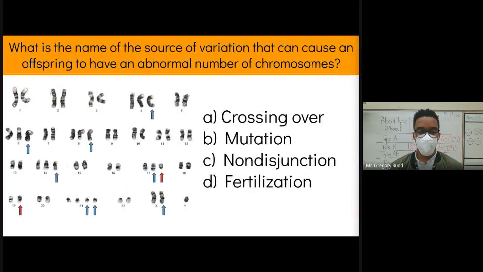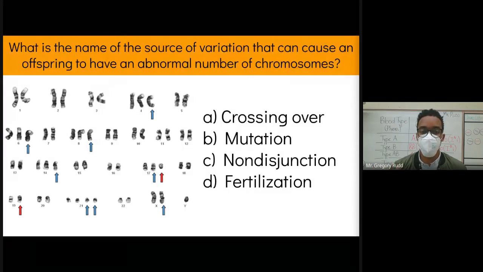Let's look at it. We've talked about this before, but I want to see how well your memory is. We talked about 5 specific sources of genetic variation. Here are 4 of the 5. One of them is the cause of these chromosomal abnormalities. Does anybody remember which one it is?